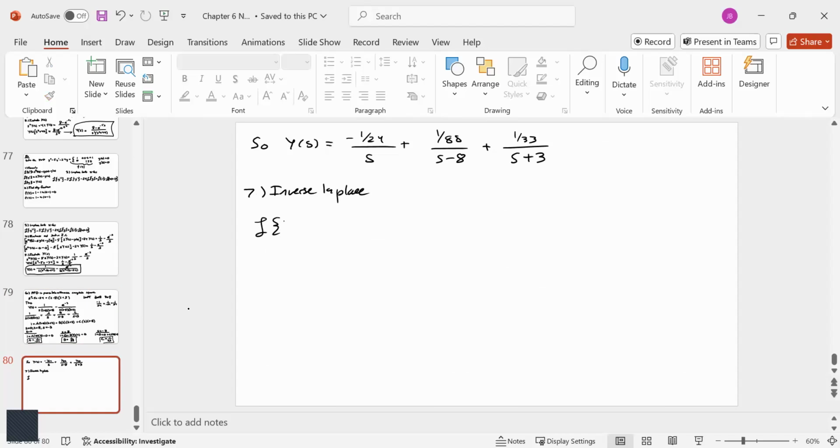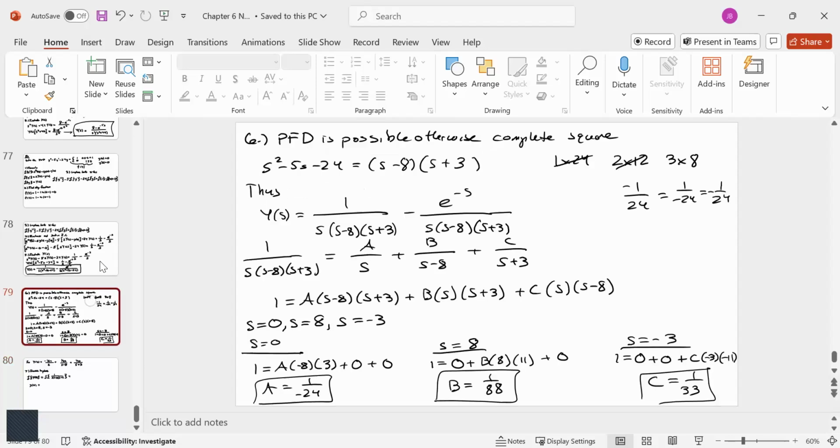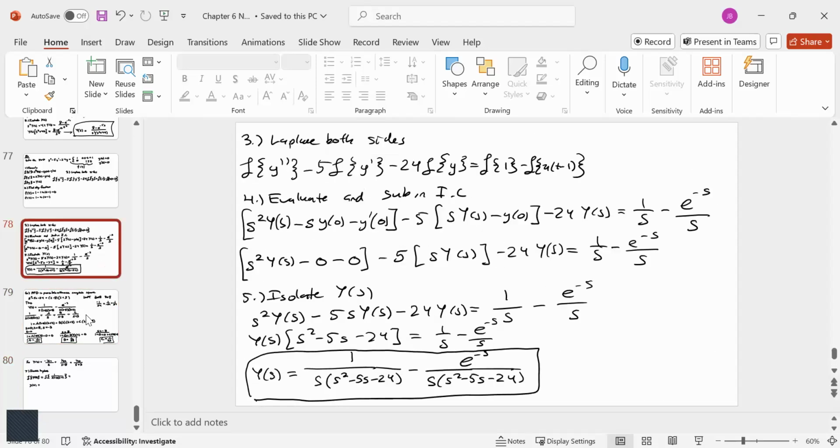And then step 7 is the inverse Laplace. So the inverse Laplace transformation of Y of s, well, that's just going to be equal to y of t at the end of the day. We're going to do the inverse Laplace of 1 over, actually, let's do it step by step here. What was it? 1 over s times s plus 3, or is it minus? It was minus.